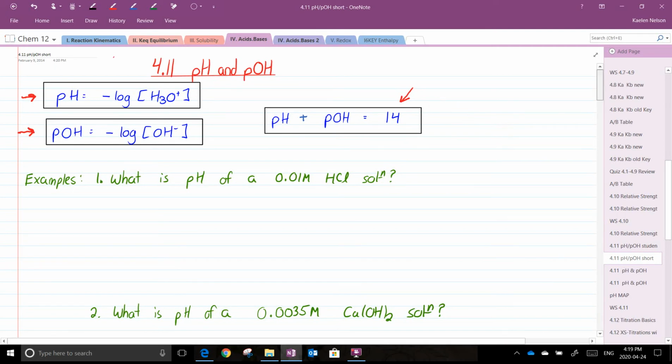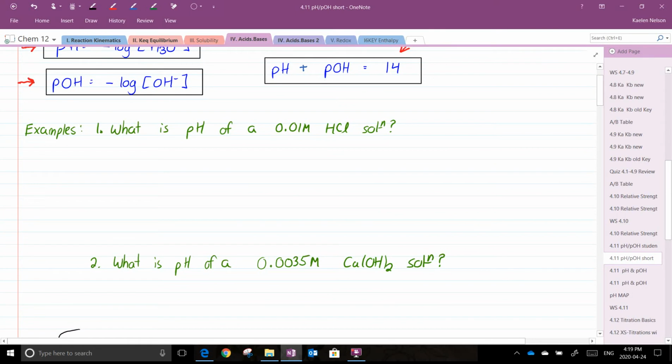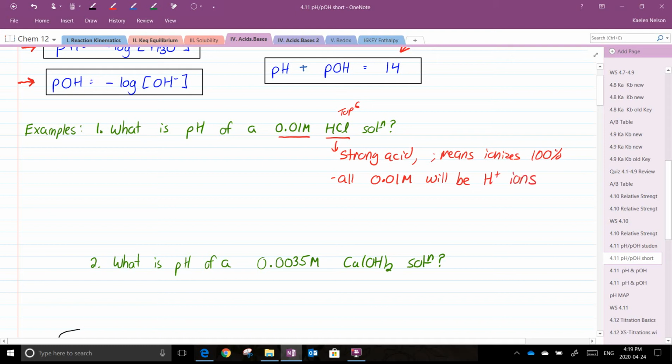We'll start with a simple example. What is the pH of 0.01 molar HCl? So for starters, HCl is a strong acid. It's one of our top 6, which means it ionizes 100%. So all your 0.01 molar will be H plus ions. So they will all contribute to your pH.